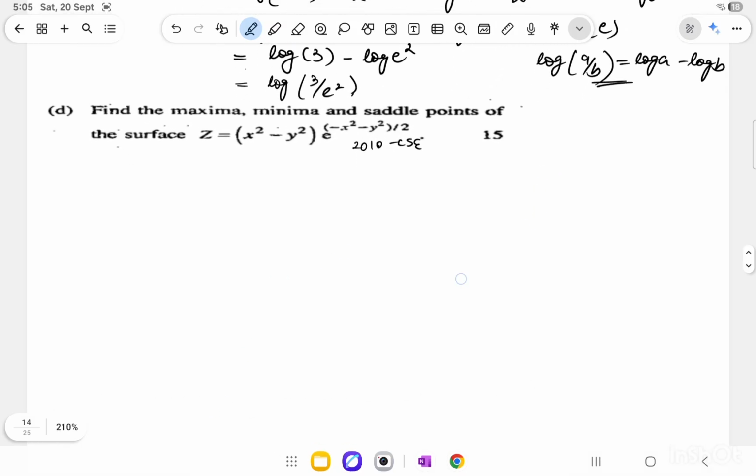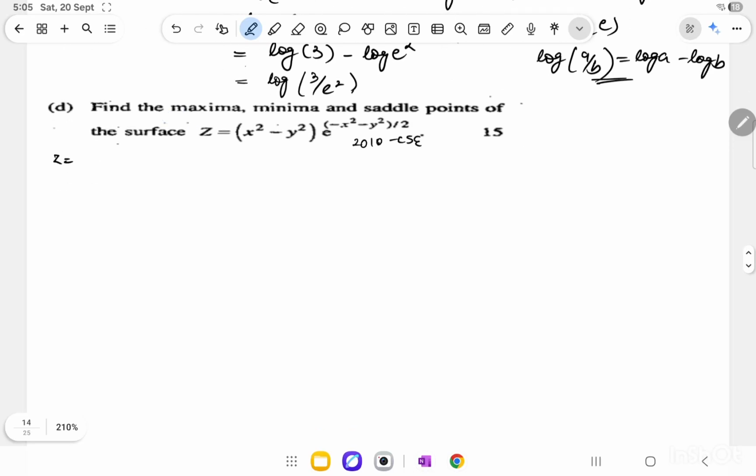In the next question, we are supposed to find the maxima, minima and saddle points of the function z, that is (x square minus y square) times e raised to minus (x square plus y square) divided by 2. So my function z is basically (x square minus y square) into e raised minus of (x square plus y square) by 2.